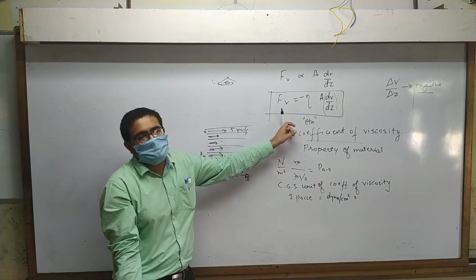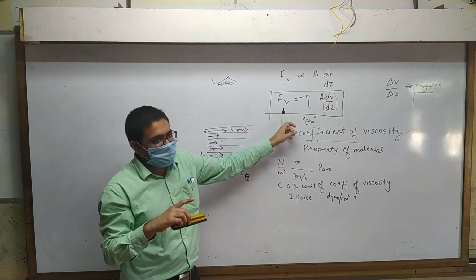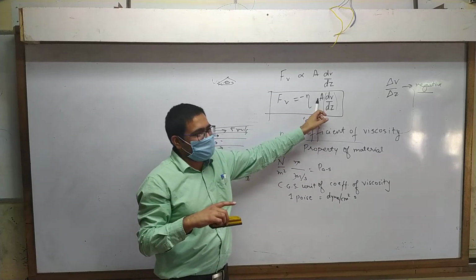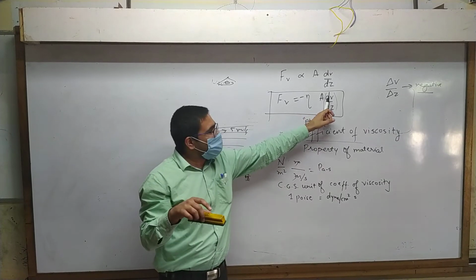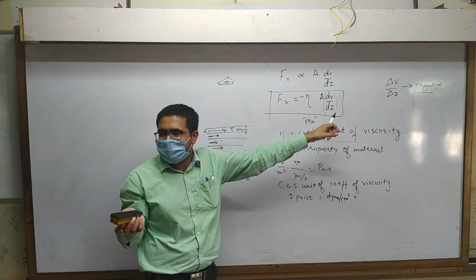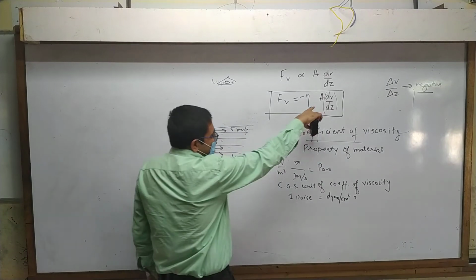Write down what F means: viscous force between layers of fluid. Eta is the coefficient of viscosity, A is the area of the layer, and dV by dz or delta V by delta z is the velocity gradient. Even if you write delta, it's fine really.